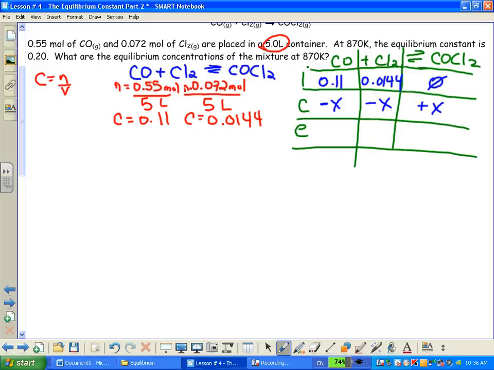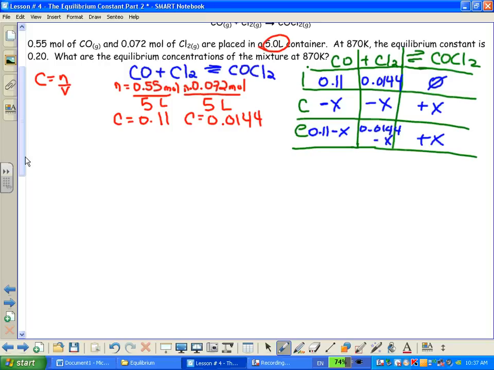So at equilibrium, I know that if I'm going to change by a factor of x, at equilibrium I'm going to have 0.11 minus whatever that change is. Same thing here, 0.0144 minus x. And then obviously for my products, that's not going to change because I started at 0, so I'll just have positive x. Okay, so hopefully that makes sense, because one of the biggest parts is being able to properly set up your ice table, because if you set that up wrong, then you ruin the whole question. So make sure that you really understand that.